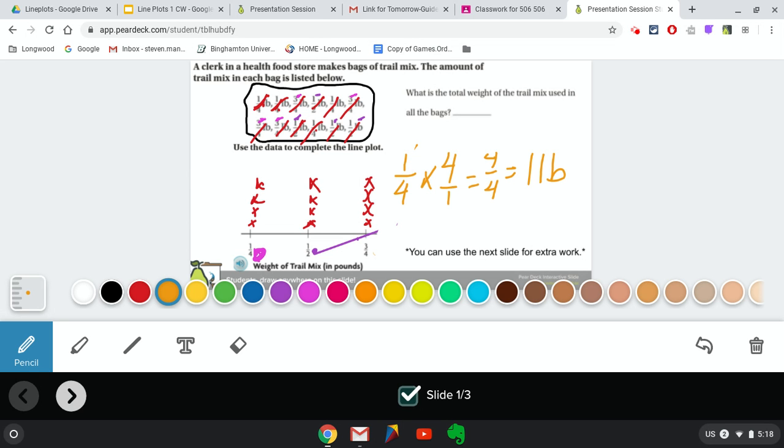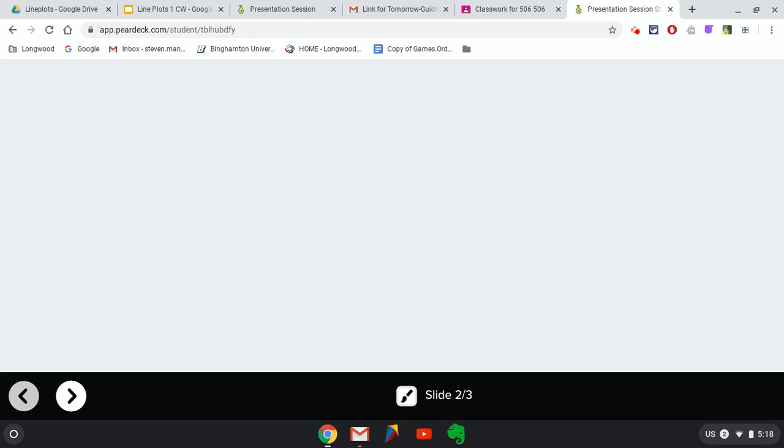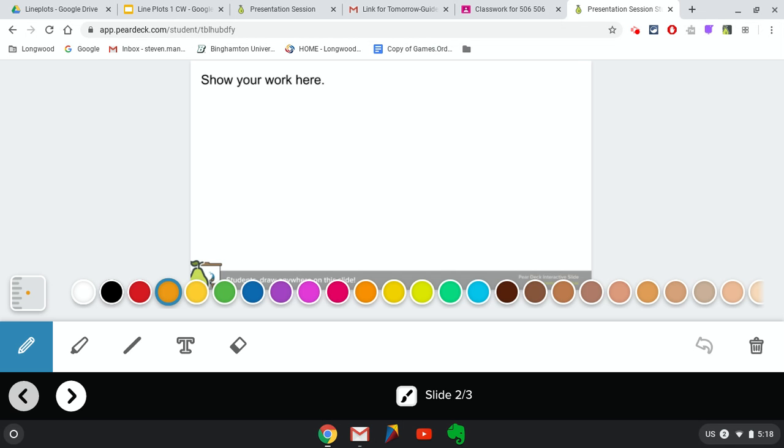Here's why I want to use the other page, because I've already taken up too much space. I'm just going to label on this second page here. I did my 1/4 times the 4 X's that were above it, and I came out with 4/4 or 1 whole. Again, we're talking about weight, and this is 1 whole pound. I'm going to go back and forth between the screens.